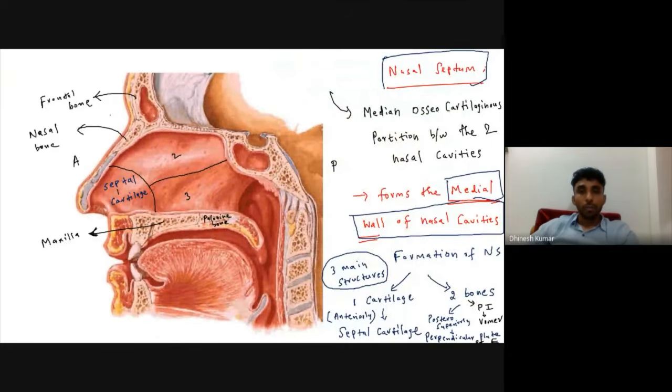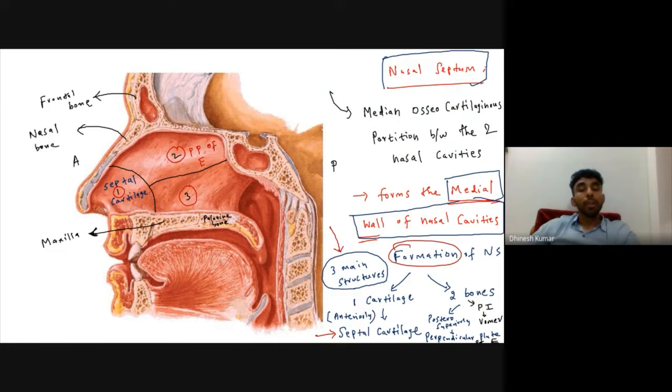Fine. So in this diagram, you are able to see the three main structures forming the nasal septum, numbered as 1, 2, and 3. What are the three main structures forming the nasal septum? Anteriorly, the nasal septum is formed by septal cartilage. And posteriorly, there are two main bones forming the nasal septum. Posterior-superiorly, we have the perpendicular plate of ethmoid bone.